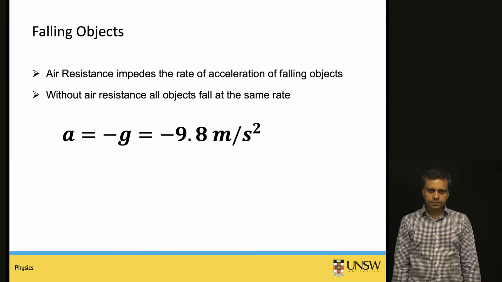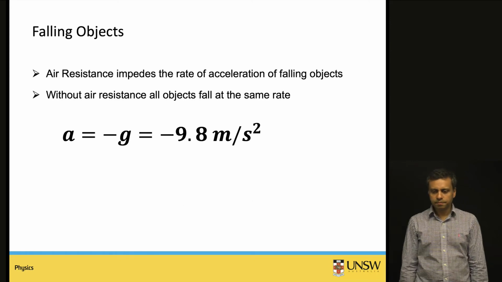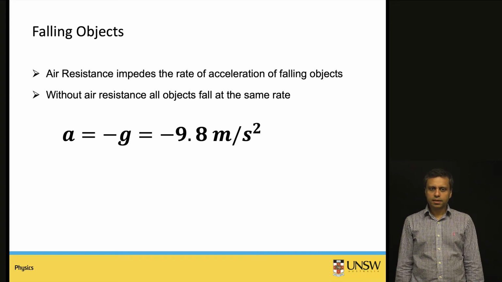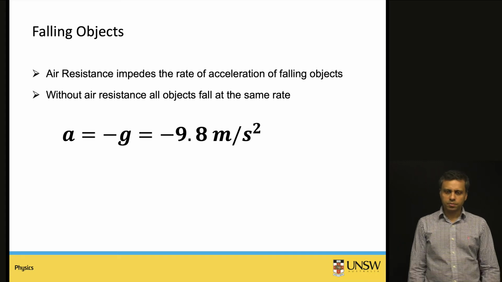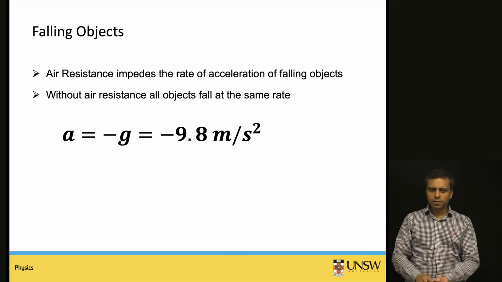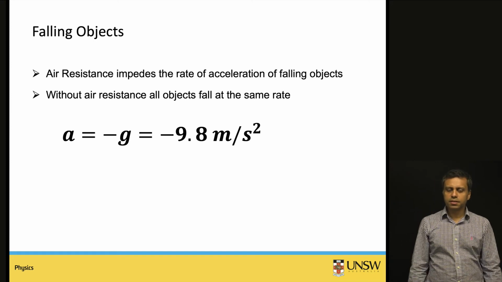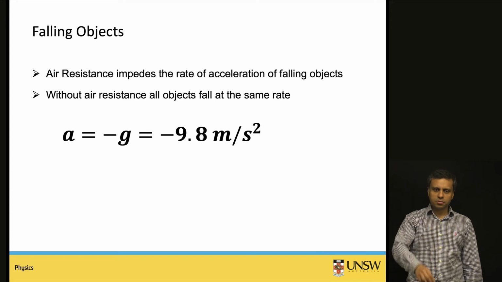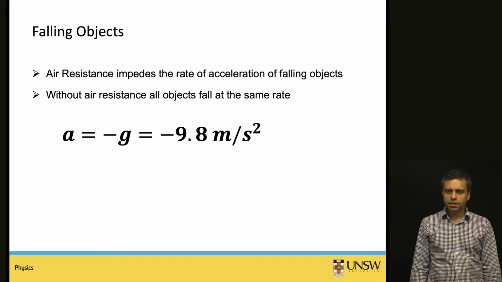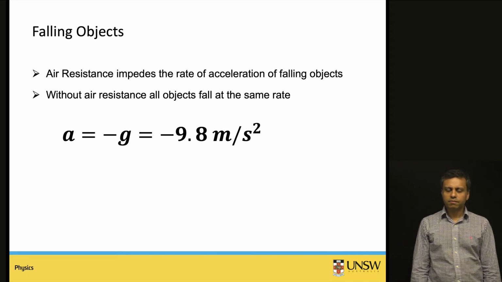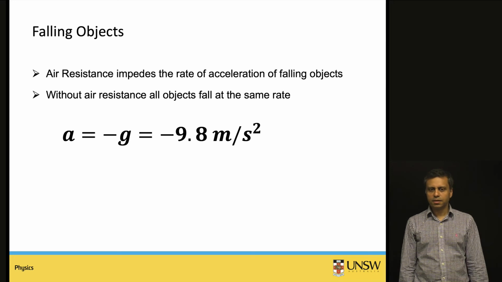So let us now look at a special case of motion under constant acceleration. This is the example of falling objects under gravity. If I let this object fall, it falls under the force of gravity. This is also a case of constant acceleration. The acceleration in this case is given by minus g, because the acceleration is pointing downwards. There is a negative sign. G is the acceleration due to gravity, which has the value of 9.8 meter per second square near the Earth's surface.